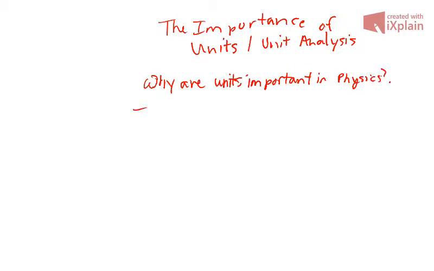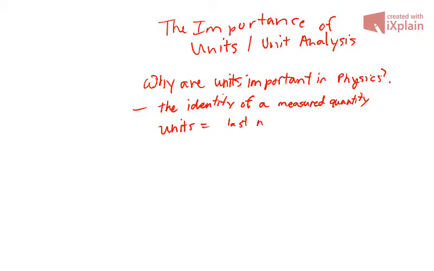The unit is basically, call it an identity. The identity of a measured quantity. What that means, well, one analogy you can use is units equal last name. Number equals first name.